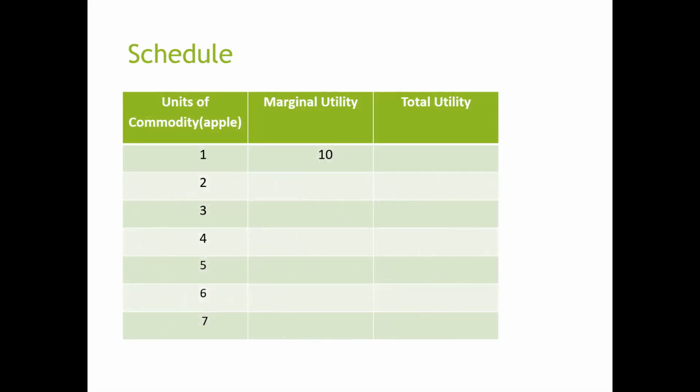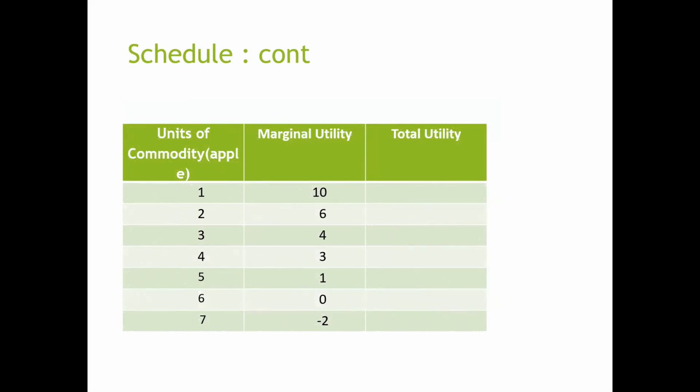We'll understand that with the help of a schedule. This is a schedule in front of you. We are taking the example of an apple. If you have consumed one apple, your utility is 10, very high. You get very high satisfaction by eating the first apple. But when you eat the second apple, your utility goes on reducing. Then the third apple, it reduces. Fourth, fifth, sixth, it is 0. Now your stomach is full, you don't want to eat anymore. And when you eat another one, it goes negative. So utility goes negative.